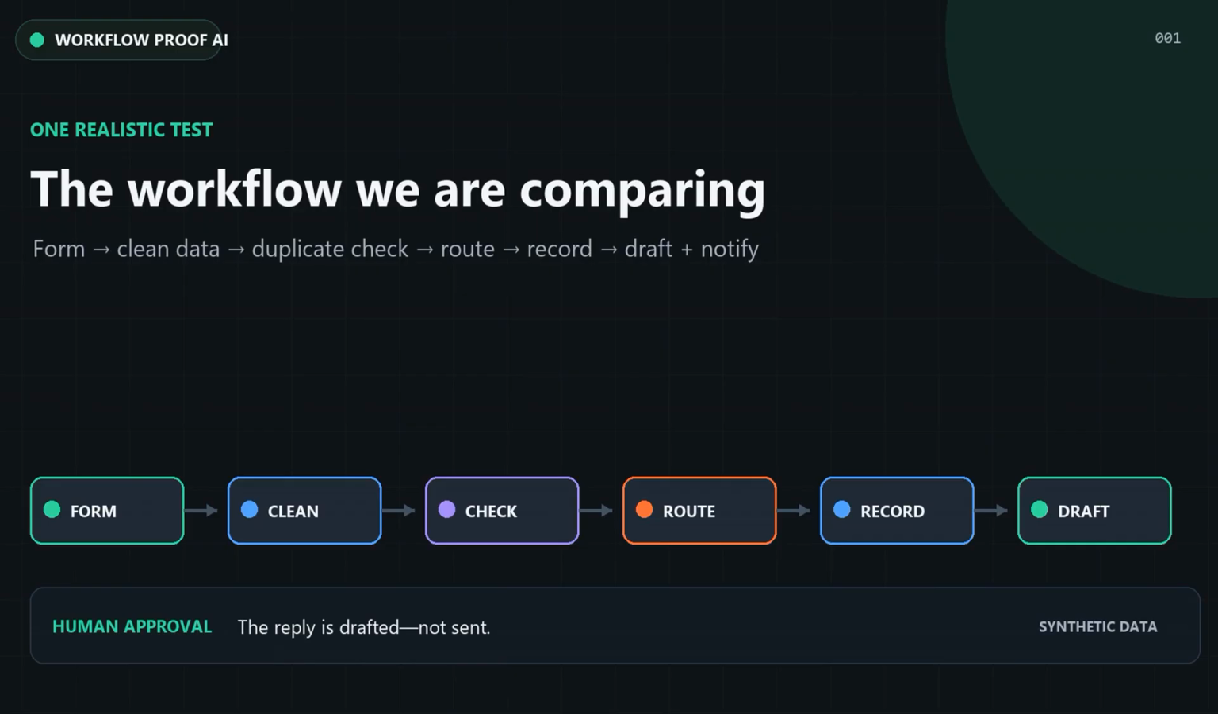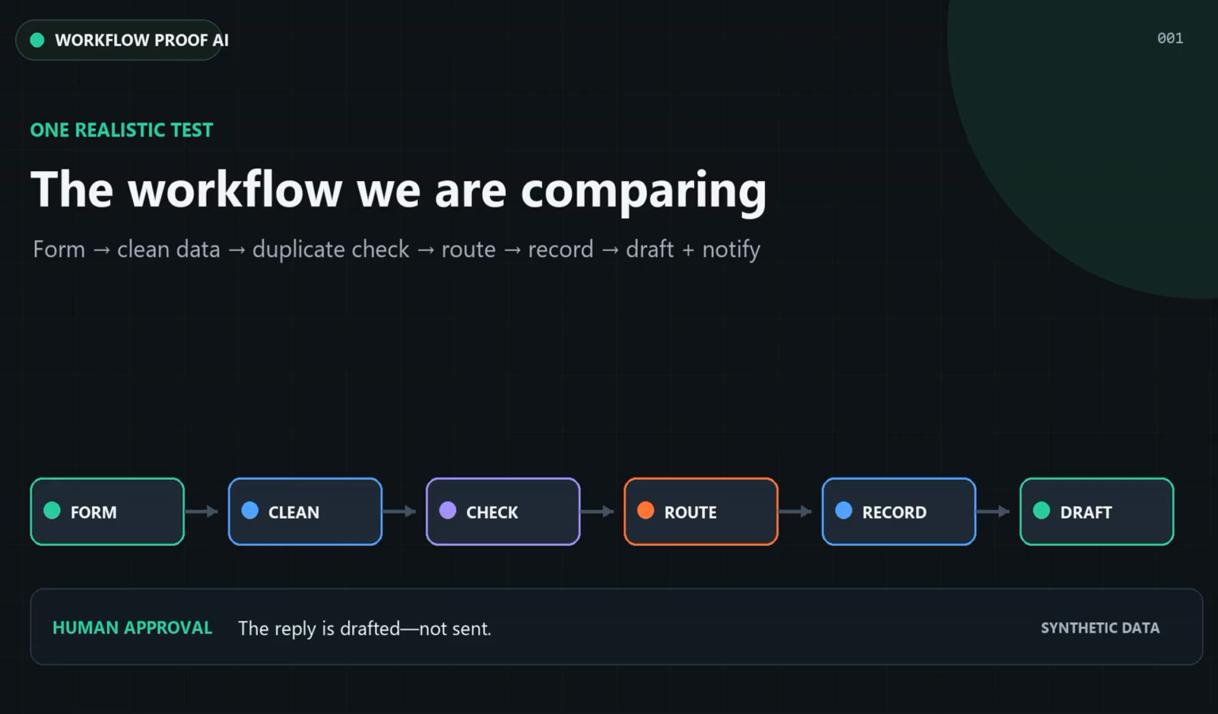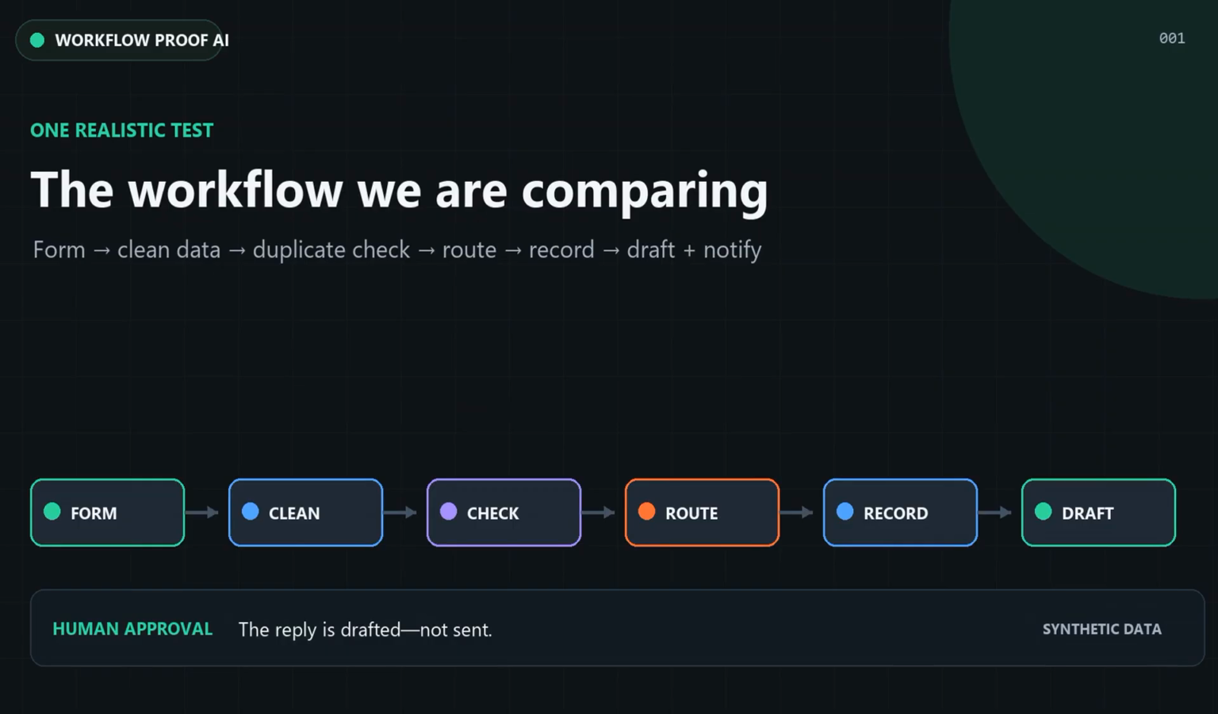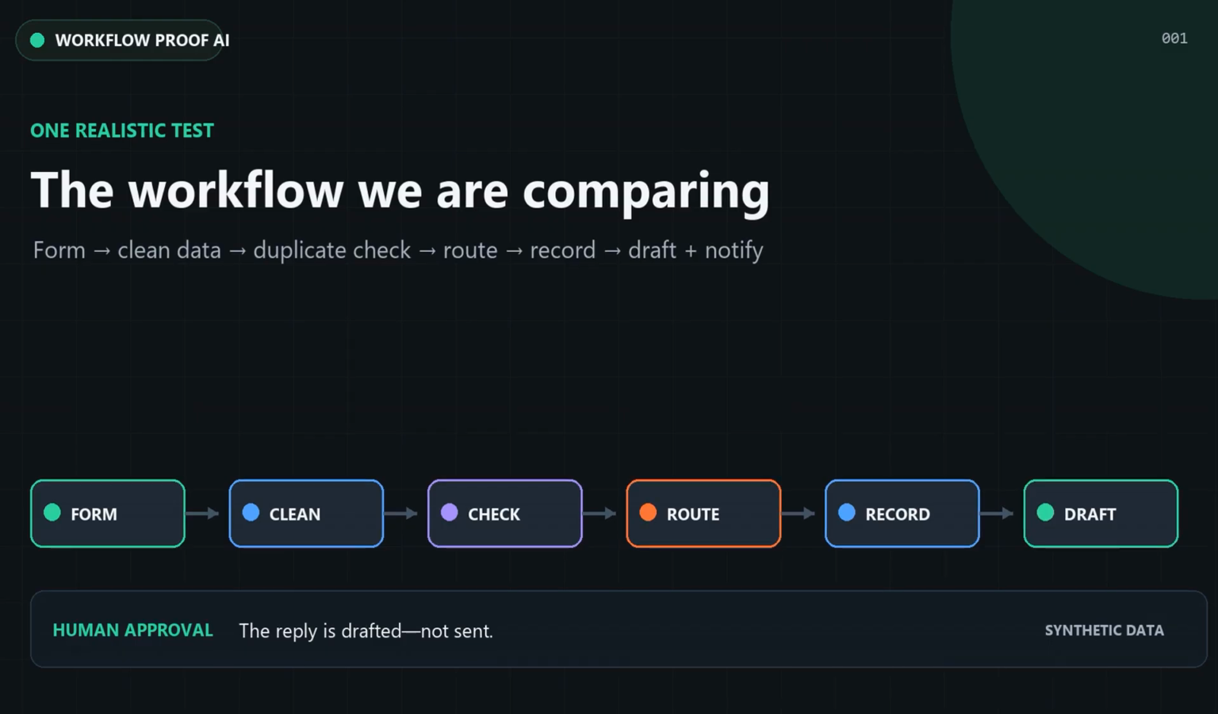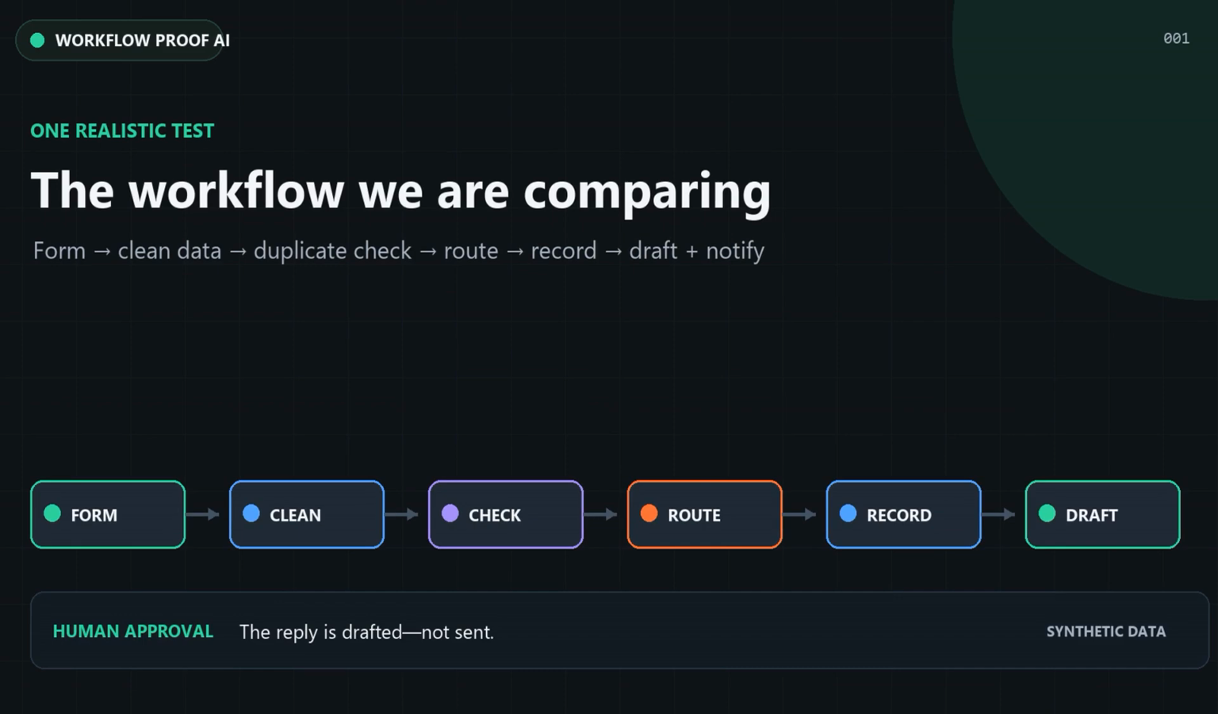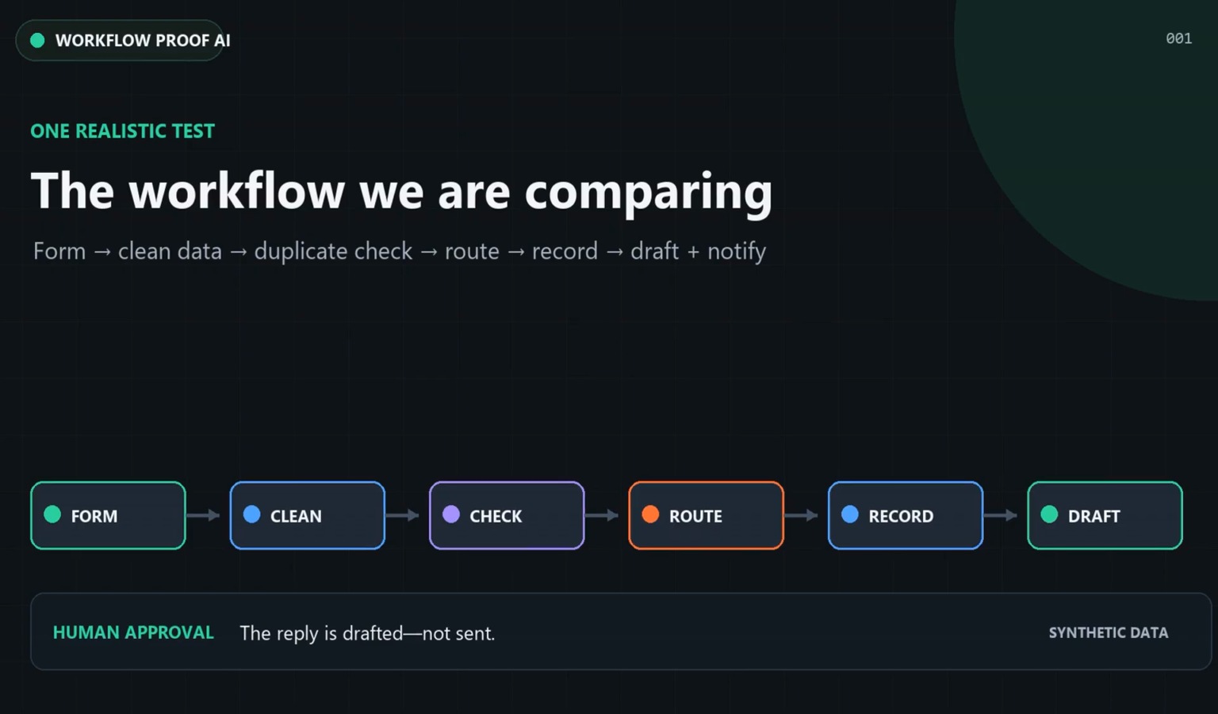Here is our fictional business. Northstar Creative receives around 100 inquiries each month. When an inquiry arrives, the workflow cleans the name and phone number, checks whether the email already exists, and sends the lead down one of two paths. If the estimated project value is above $5,000, it marks the lead as high priority and alerts the sales channel. Otherwise, it records the inquiry normally.